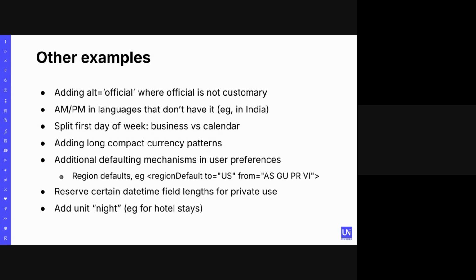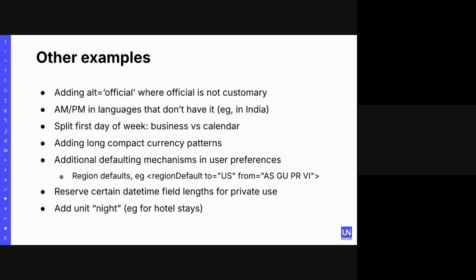Adding long compact currency patterns so that you have the ability to say $1M for $1 million, which turns out to be an interesting process. Shane's also been pushing and involved with that. Some additional defaulting mechanisms in user preferences: having region defaults, for example, for user preferences for units, so that instead of having to list each language, we can say these countries for this kind of thing follow US preferences. We'll give you that with some exceptions, which can also be detailed.